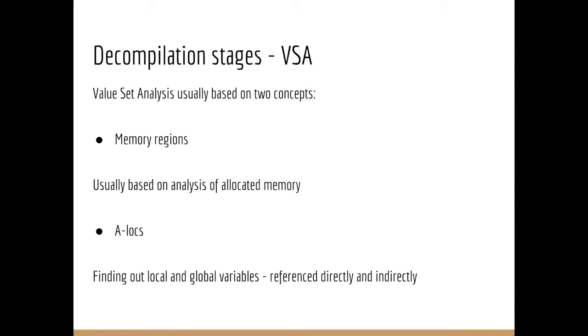Value set analysis consists of two important concepts. Usually, it's memory regions, which are regions limited by the access patterns, like the lowest and highest addresses of memory reading and memory writing. And A-locations, for finding local and global variables, which are referenced directly and indirectly.